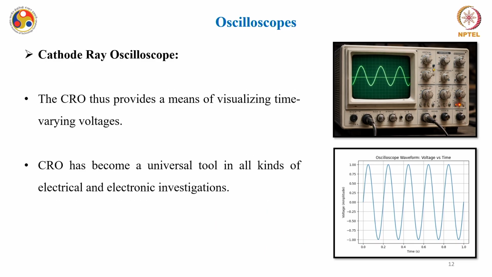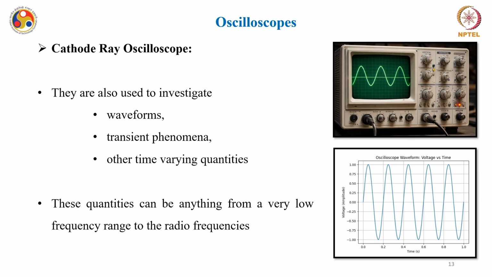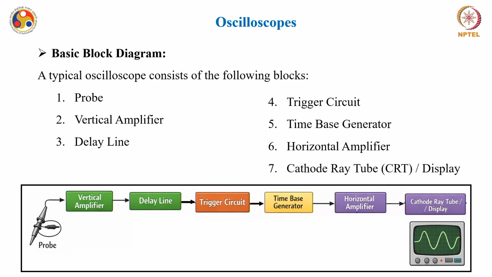The CRO therefore provides a means of visualizing time varying voltages, and it has become a universal tool in all kinds of electrical and electronic investigation. So, you can display anything from a few microvolts to some volts. So, it can handle a large amount of data. They are also used to investigate waveforms, transient phenomena and other time varying quantities associated with the signal. Therefore, quantities can be anything from a very low frequency range of signals to as high as a radio frequency signal. A basic analog oscilloscope will have this many components.